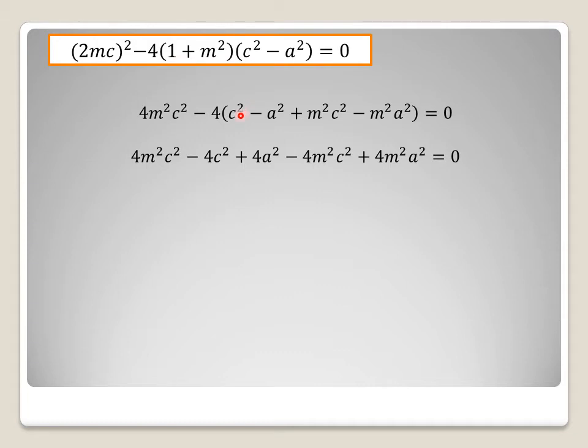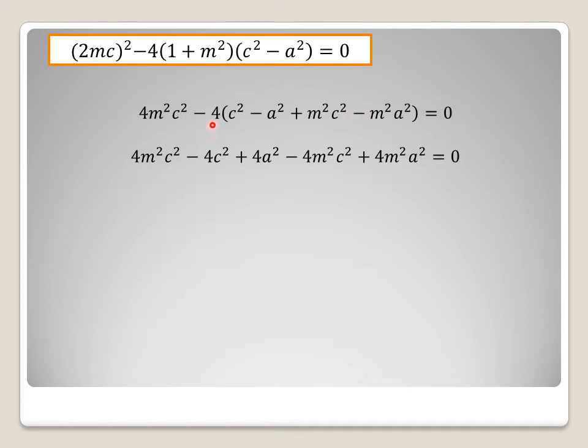1 multiplied with c squared gives c squared. 1 into minus a squared is minus a squared. Plus m squared times c squared gives plus m squared c squared, and plus m squared times minus a squared gives minus m squared a squared, as plus times minus is minus.